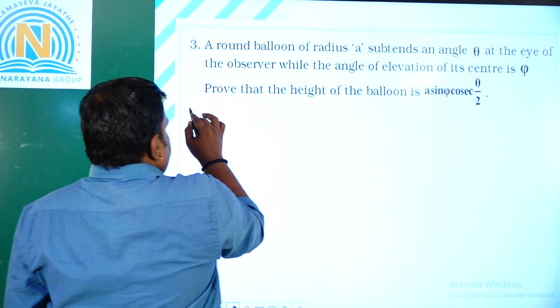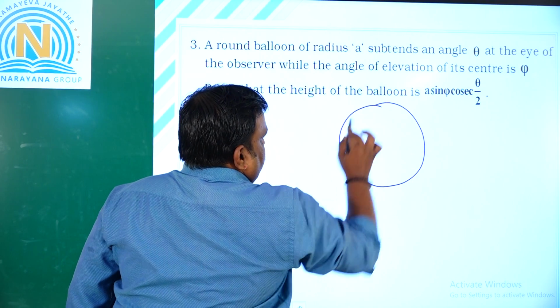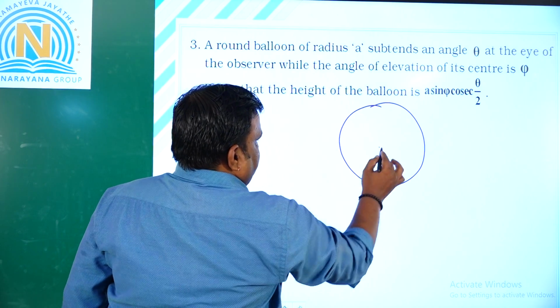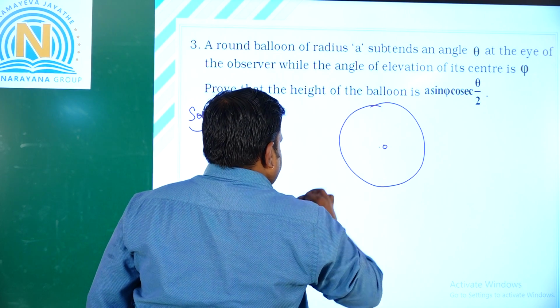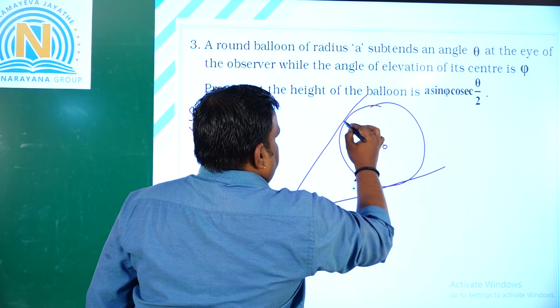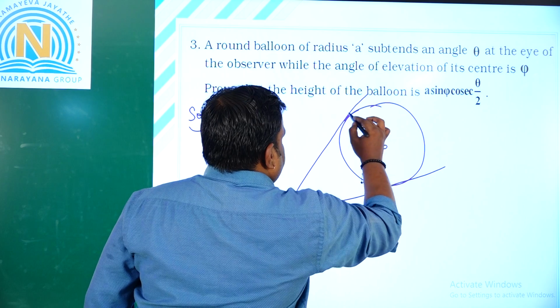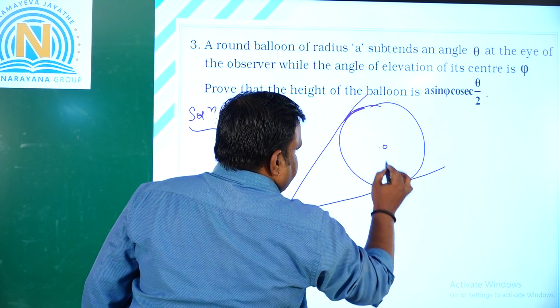So now let us come to the solution of this one. Let us take this as the balloon. Center of the balloon, name it as O. Here is the observer. He observes the balloon, the top and bottom part of the balloon. Now this is the observer part.